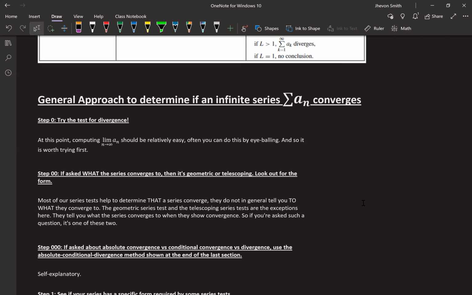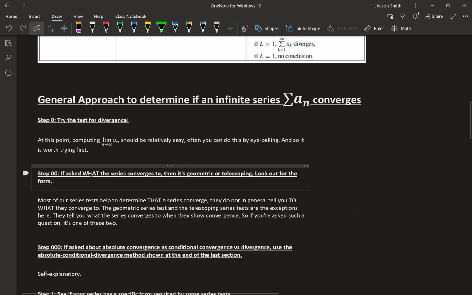If they ask you specifically what a series converges to, then it's either going to be geometric or telescoping, which for you guys means it's going to be geometric because I didn't teach you guys telescoping. The telescoping series and the geometric series are the only tests that tell you specifically what it converges to. Remember, a geometric series converges to a divided by 1 minus r. You can specifically say what the answer is. None of the other tests can tell you that. They just tell you that it converges, right? So pay attention to how the question is being asked.